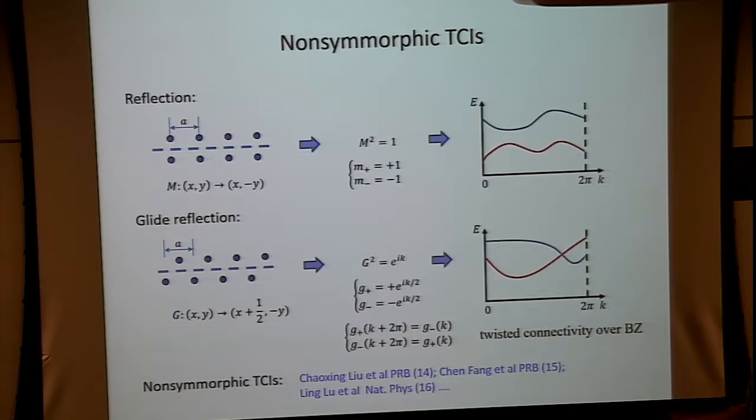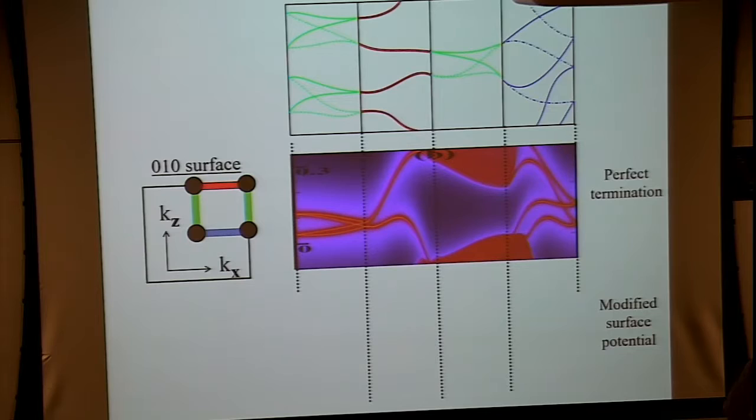We need to break the non-symmorphic glide symmetry, or break the time reversal symmetry. Breaking either one of the symmetries can open up a gap. Yeah, that's very generic. Generally, for a topological crystalline insulator, breaking the crystal symmetry opens up a gap. Yes.